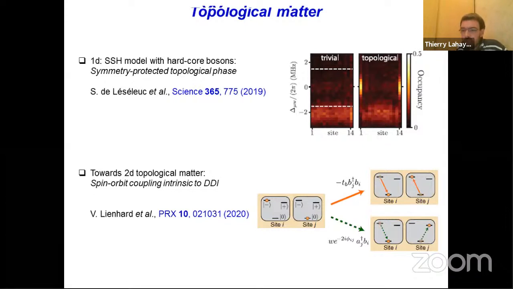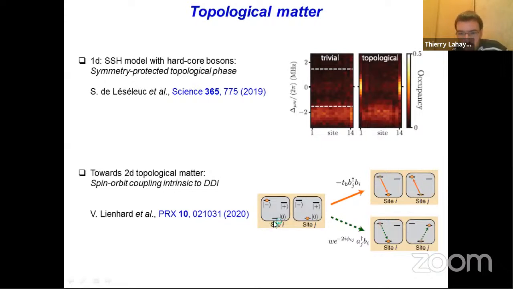And so to do that, following a suggestion by Hans-Peter Büchler, we did a demonstration that you can use this dipole-dipole interaction in a slightly more complicated manner to introduce spin orbit coupling for your hardcore bosons. So it works this way. Now you will still use the resonant dipole-dipole interaction between your Rydberg levels, but you will use 3 different internal states of the Rydberg atoms.